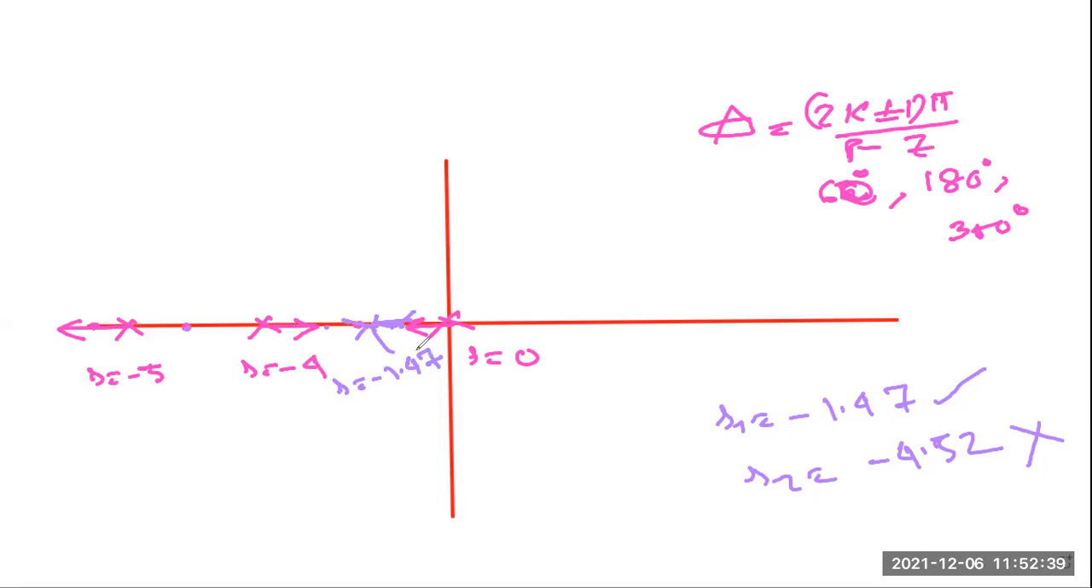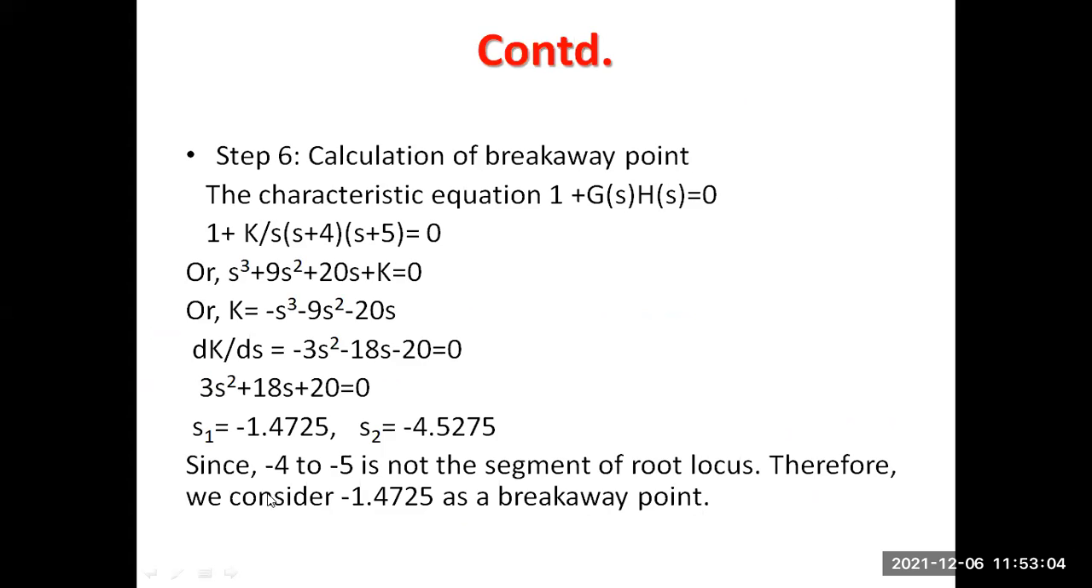Is it clear? Why is -1.47 the breakaway point? Why can't -4.52 be taken as the breakaway point? Is it clear? Any doubt from anyone? Okay. Since -4 to -5 is not a segment of the root locus, we consider -1.4725 as the breakaway point. So this will be the only breakaway point.